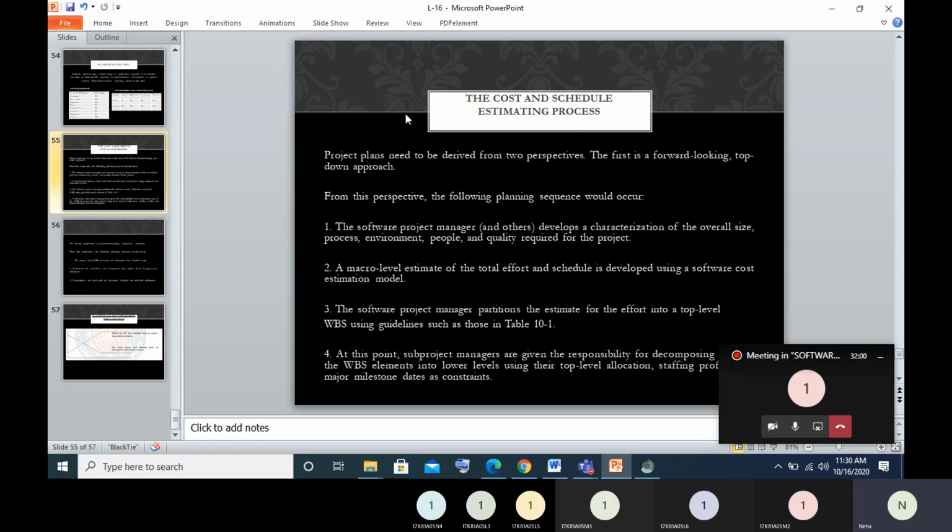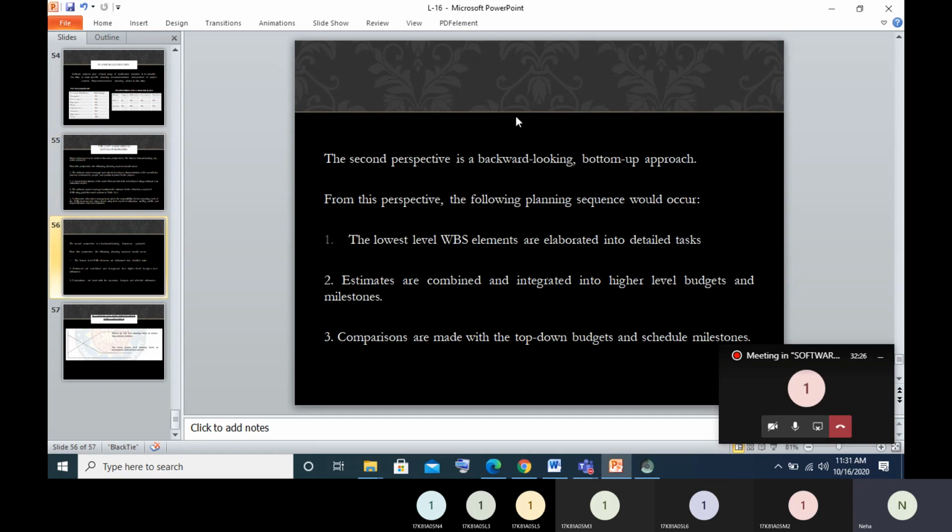In this particular topic, what you have to remember is that when we are estimating the process on the basis of the budget and schedule, you have to divide and organize these things, and this becomes your first approach, the top down or forward looking approach. Next comes your second perspective, which is backward looking, that is the bottom up approach.